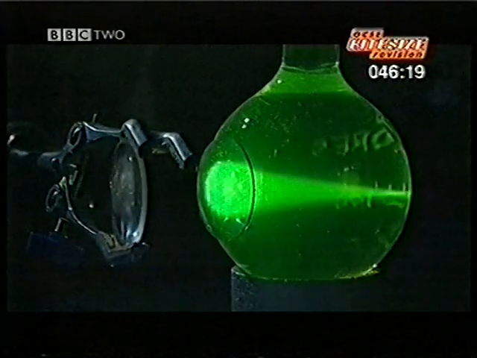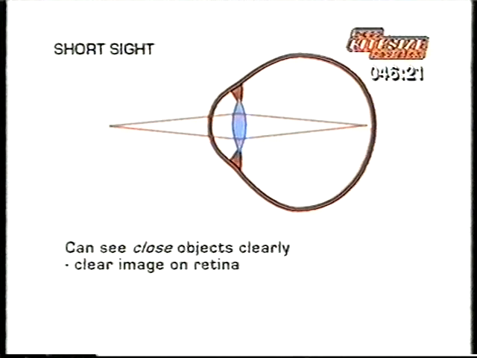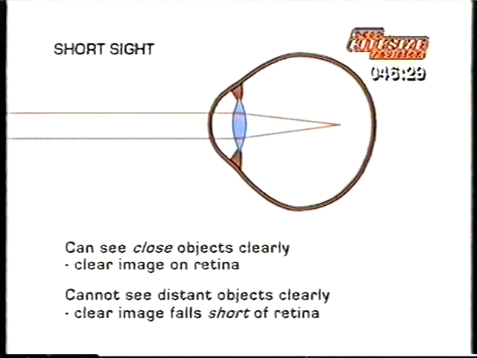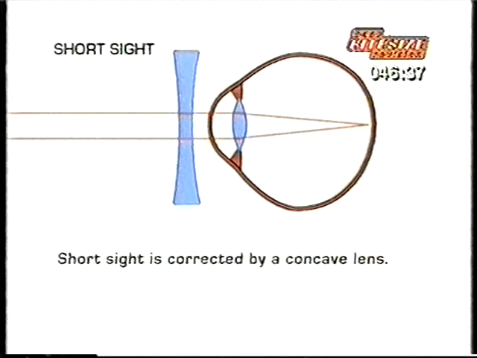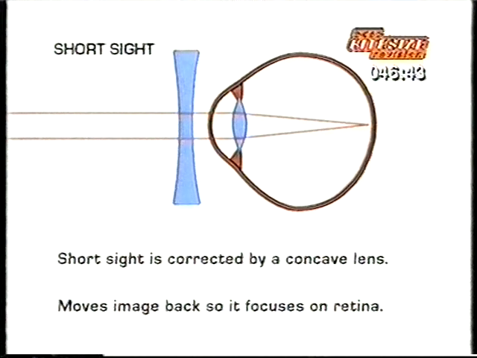The extra lens moves the point where the light rays converge, back to fix short sight and forward to fix long sight. So people with short sight can see close objects clearly because the lens can focus a clear image on the retina. They can't see distant objects clearly because their lens can't focus the light onto the retina. The clear image falls short. Short sight is corrected by using a concave lens in glasses or contact lenses. That moves a clear image back so it focuses on the retina.